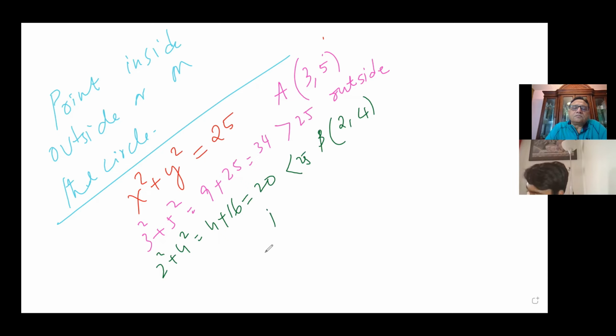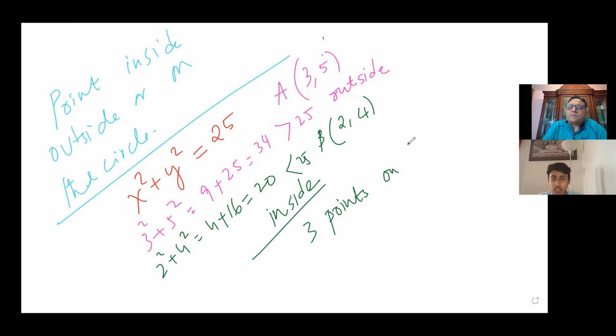It would be inside the circle, sir, because when doing the calculations, I got 20, and that tells me that it is less than the radius, which is 25. Can you find 3 points on this circle? The circle already given to us, sir. Yes.